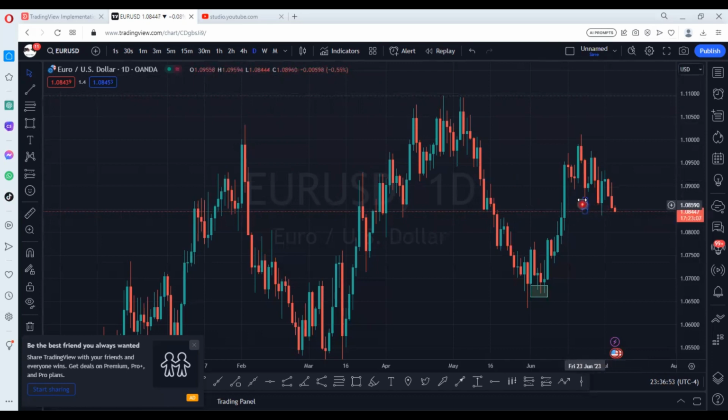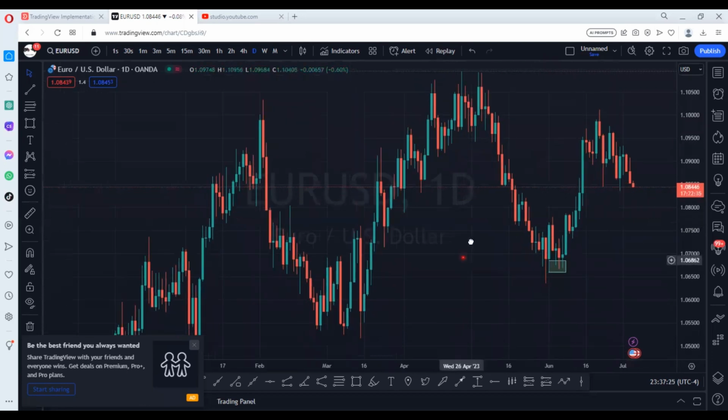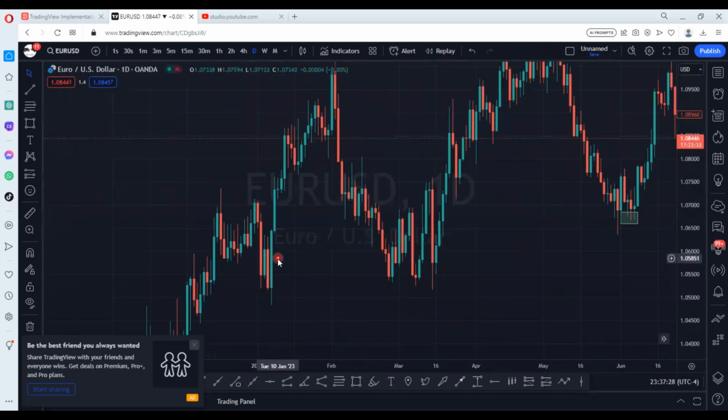So on a daily time frame, these are not valid. This is valid. That was why when the market came back to test, it broke down. So this high right here is the cost of this movement. This is valid.